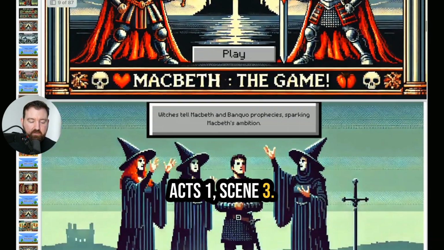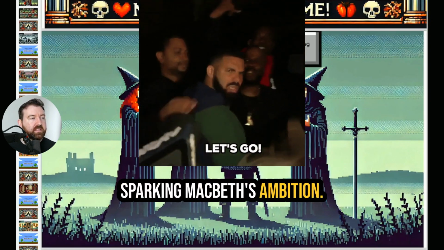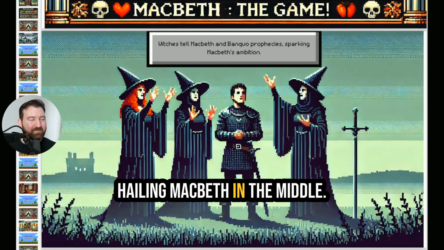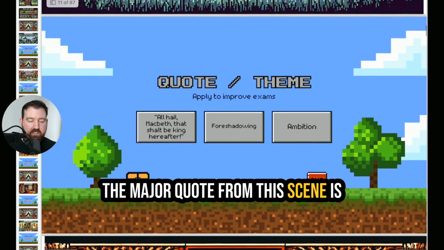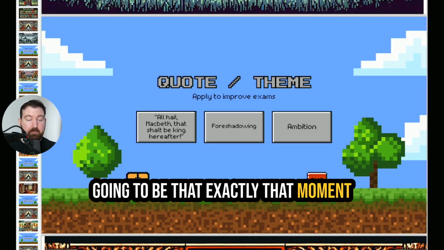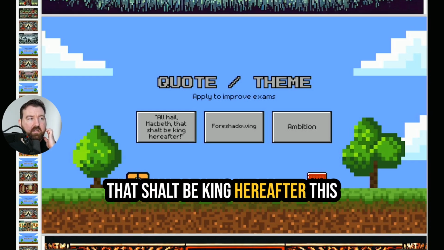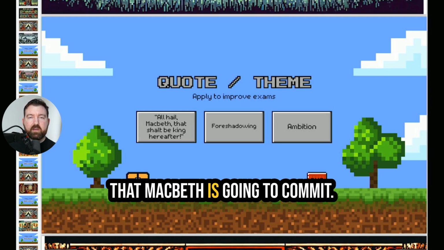Act 1, Scene 3. The witches tell Macbeth and Banquo prophecies, sparking Macbeth's ambition. I love that artwork. I love the three witches all hailing Macbeth in the middle. The major quote from this scene is exactly that moment from the artwork. "All hail Macbeth that shalt be king hereafter." This is all foreshadowing the regicide that Macbeth is going to commit.